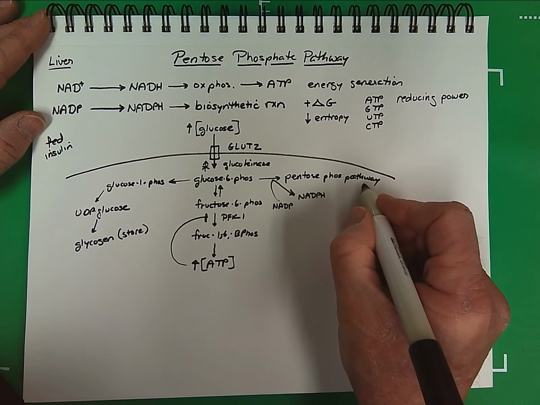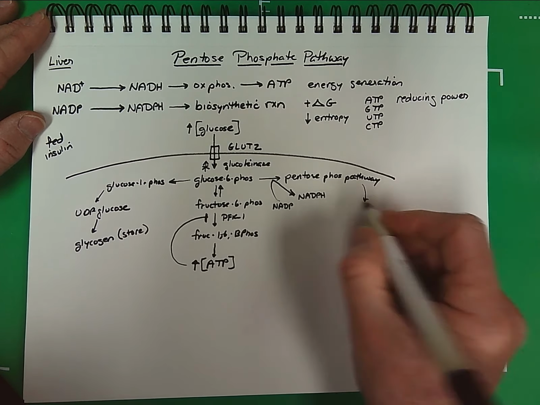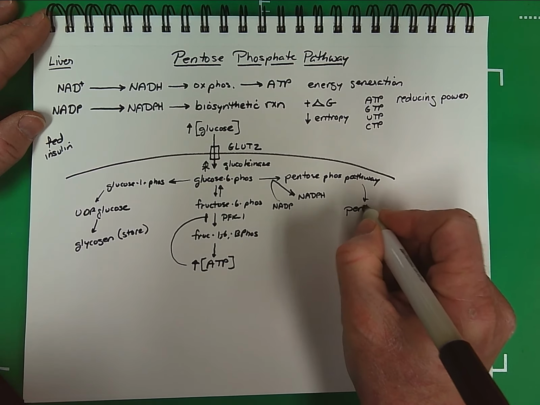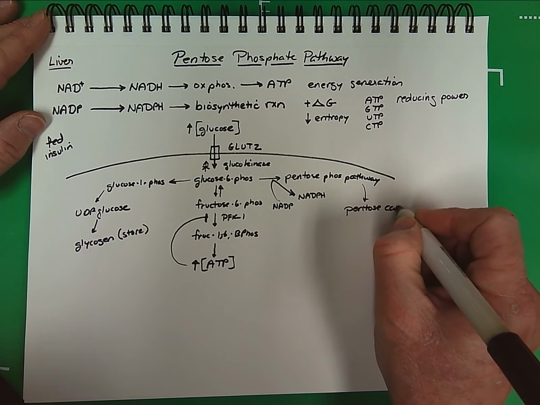Now the other product of this pathway are pentose carbohydrates.